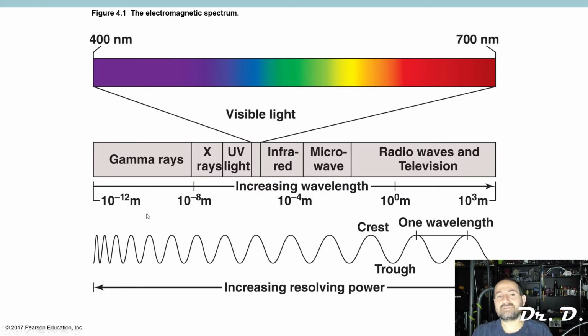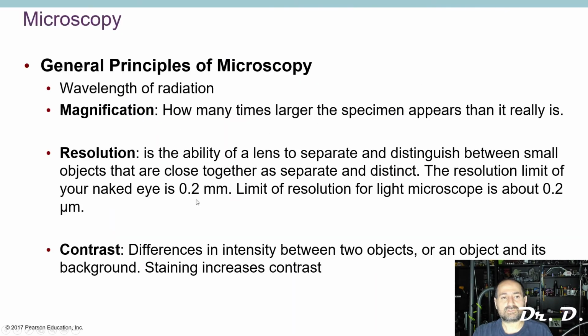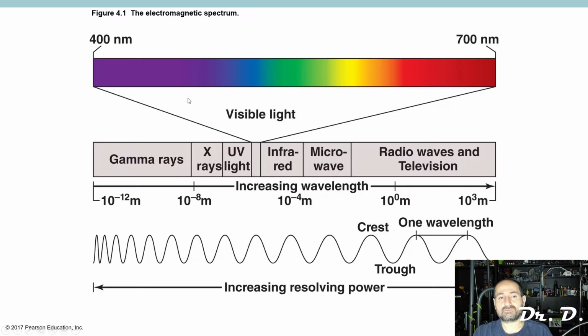Now, look at this. Remember back here, when we were talking about general principles of microscopy, I was telling you about wavelength of radiation. I was telling you that microscopes use wavelengths of electromagnetic radiation, energy, if you will. We need to understand how wavelength of radiation works. So here's the electromagnetic spectrum, right? This electromagnetism works according to wavelength, right? And energy.